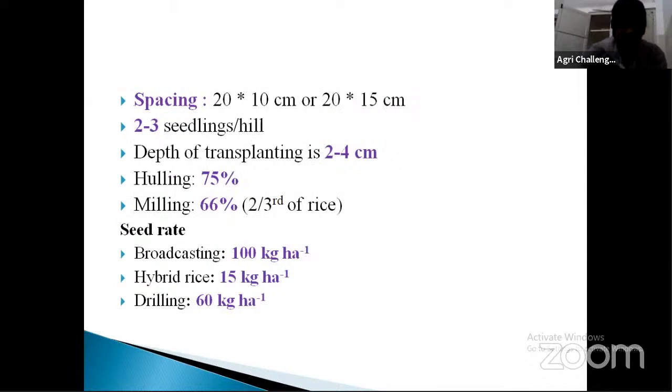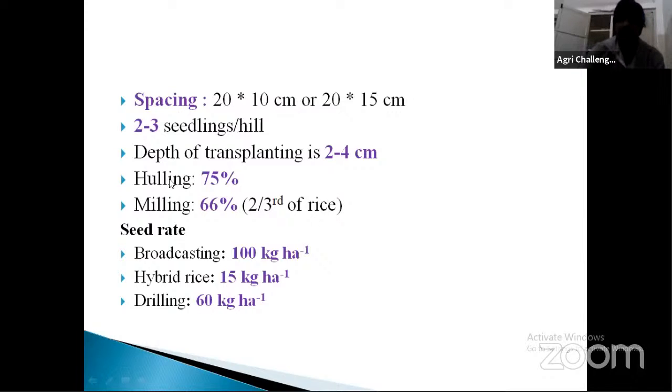And normal spacing for rice crop is 20 into 10 centimeters or 20 into 15 centimeters. In some areas, they may follow 15 into 15 centimeters also. And it is transplanted at the rate of 2 to 3 seedlings per hill. And depth of transplanting is generally 2 to 4 centimeters. And hulling percentage of rice is 75%. And milling percentage is 66%, that is 2/3 of rice.